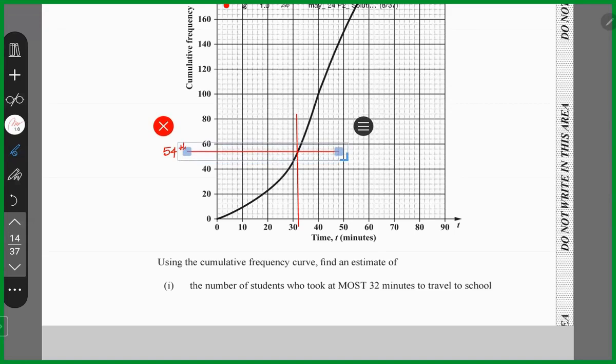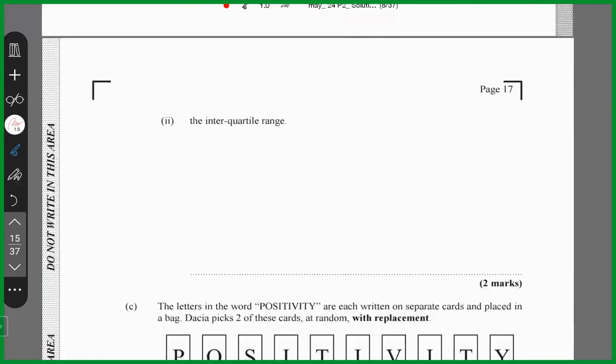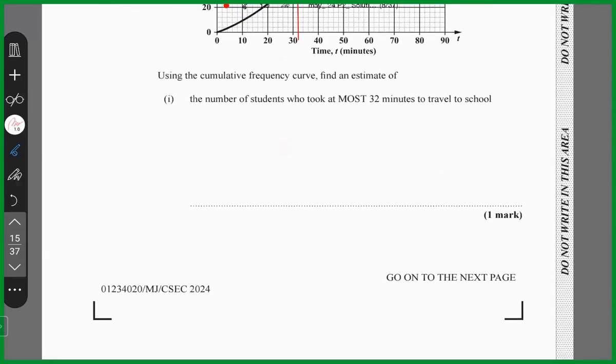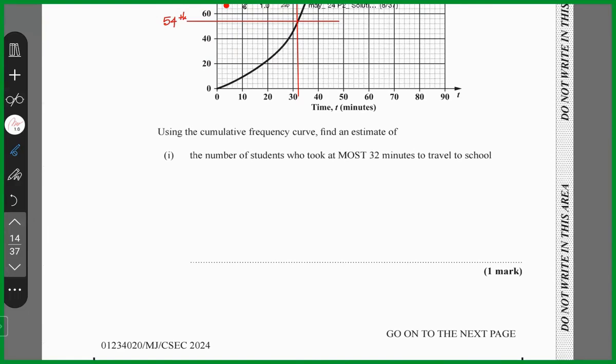I think I prefer 54 for me. But I think if you actually said 52, I think you would get it. So the 54th student took 32 minutes to travel to school. Everybody below him took less than what? 32 minutes. Now, what I want are the students who took at most 32 minutes. Now, at most 32 minutes means 32 minutes or less.